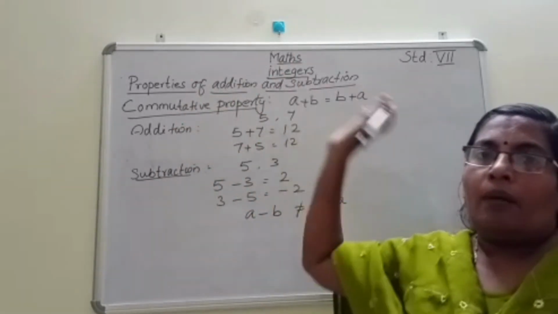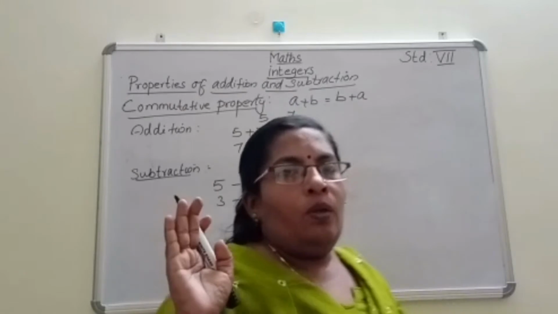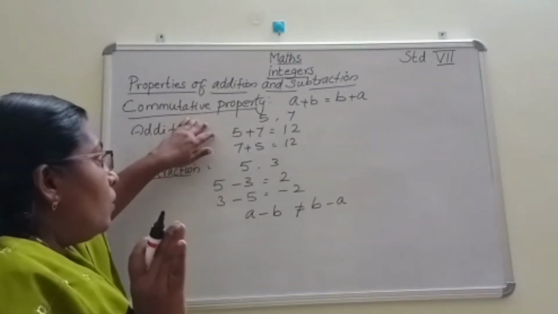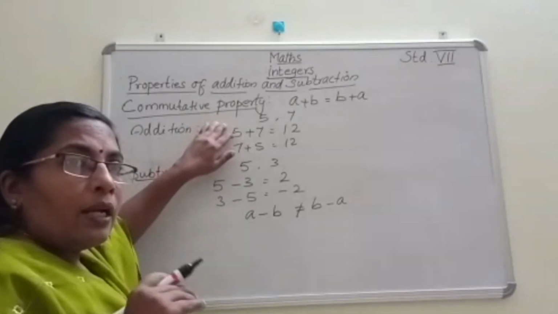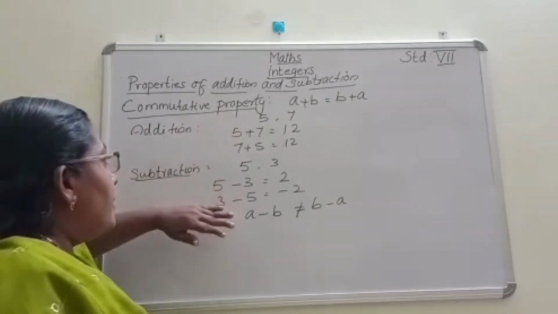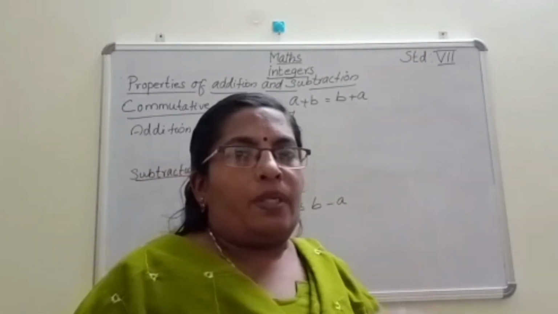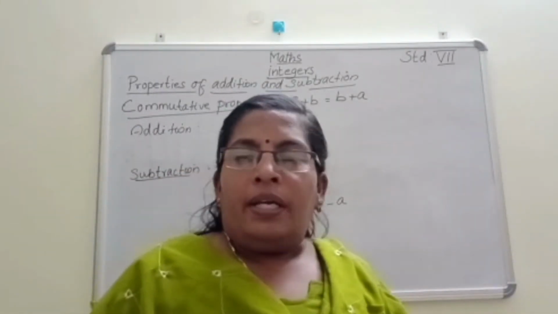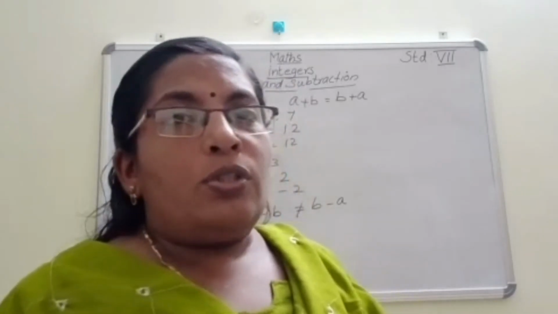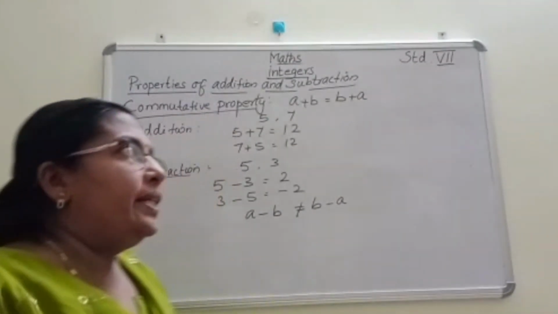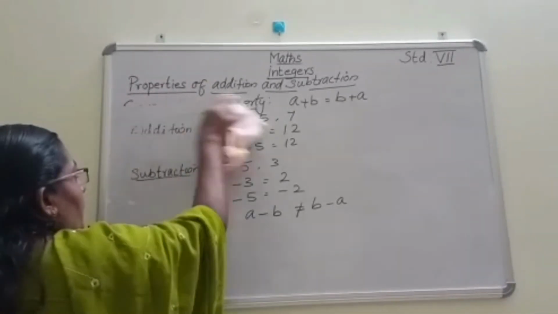So subtraction does not come under the commutative property. See here, addition comes under the commutative property, but subtraction does not. Understood? Next is the associative property.